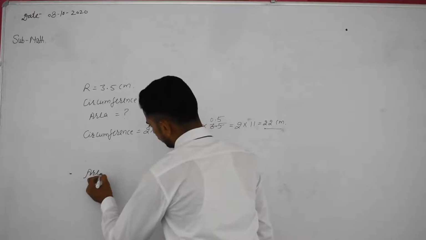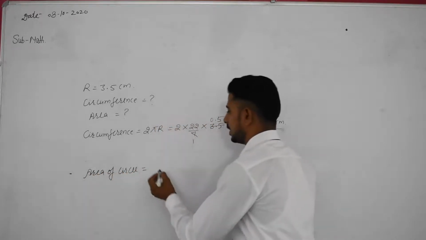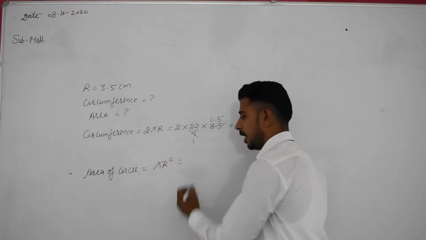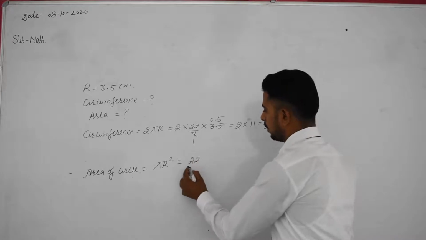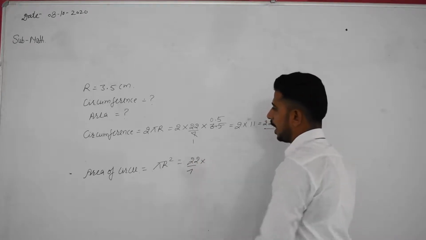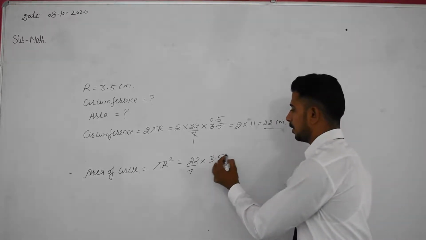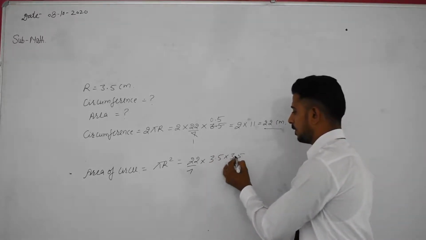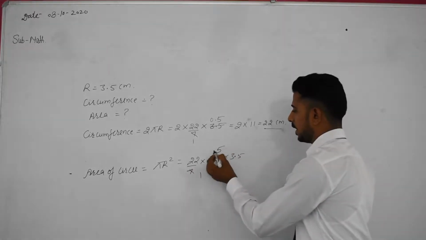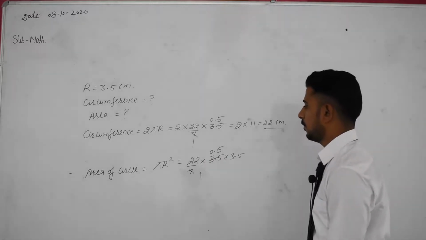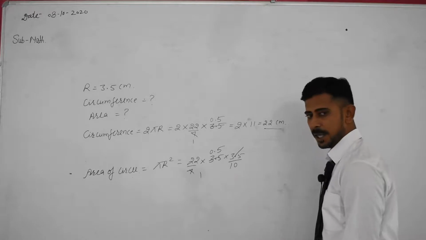Next, area of circle is equal to pi r square. Pi means 22 upon 7 into r. R means radius. Radius is given 3.5 into 3.5. 7 1s are 7, 7 5s are 35. 0.5. Remove point. Then in denominator 10.